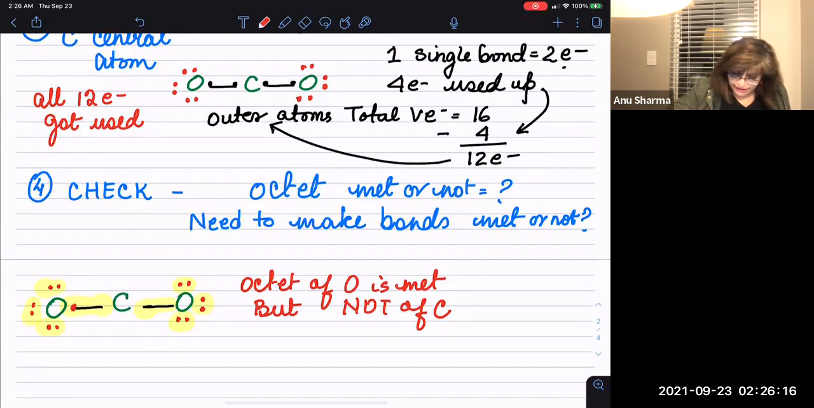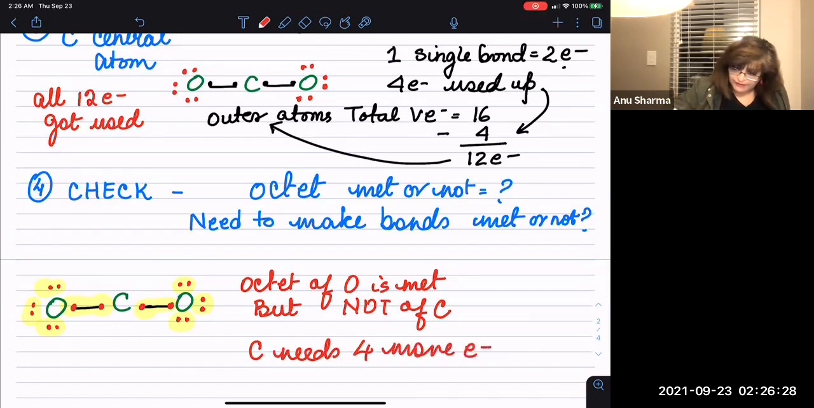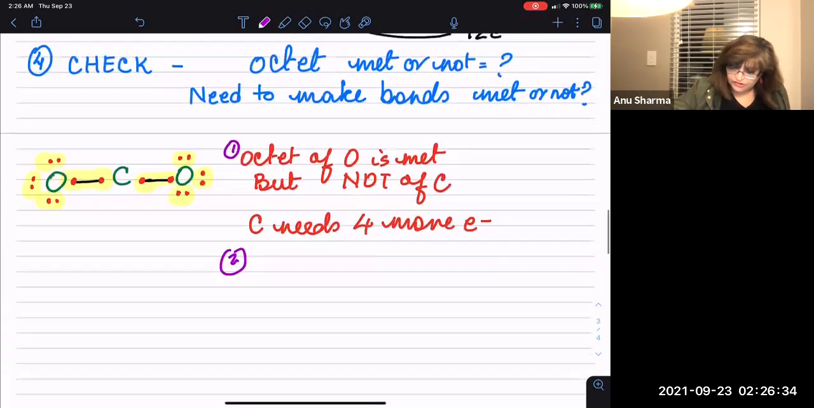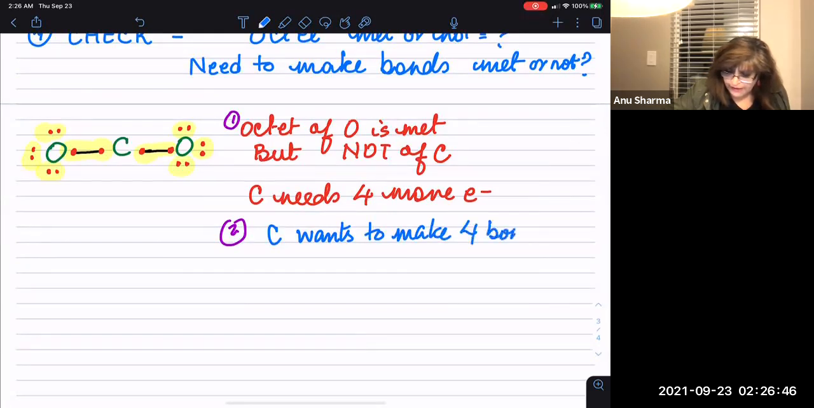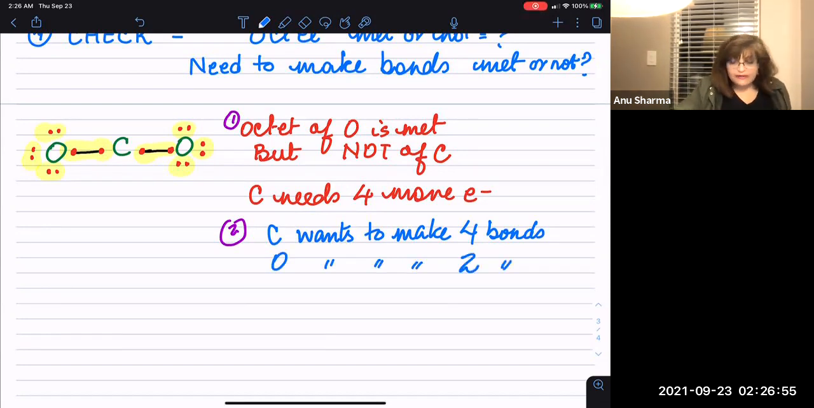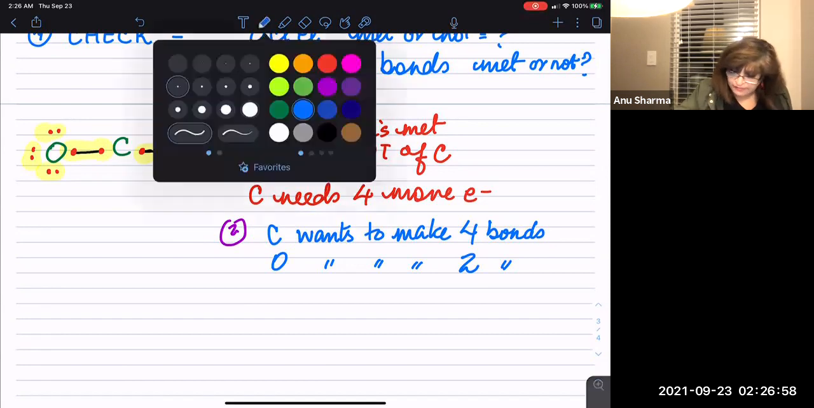Why? Carbon only has 1, 2, 3, and 4. So carbon needs 4 more electrons. So this is one piece. Next is the need to make the bonds. Carbon wants to make 4 bonds because group 4A, it will be happy. Oxygen wants to make 2 bonds. And here oxygen is making only 1 bond. So oxygen is not happy and carbon is also not happy.